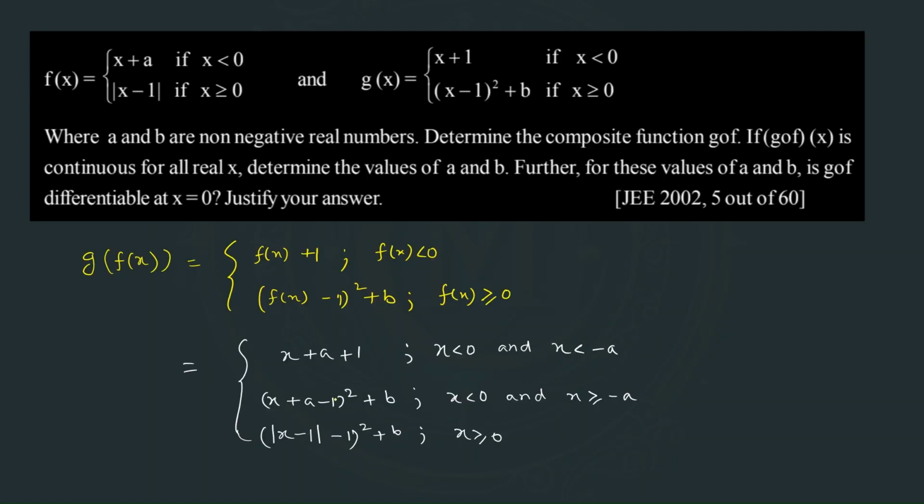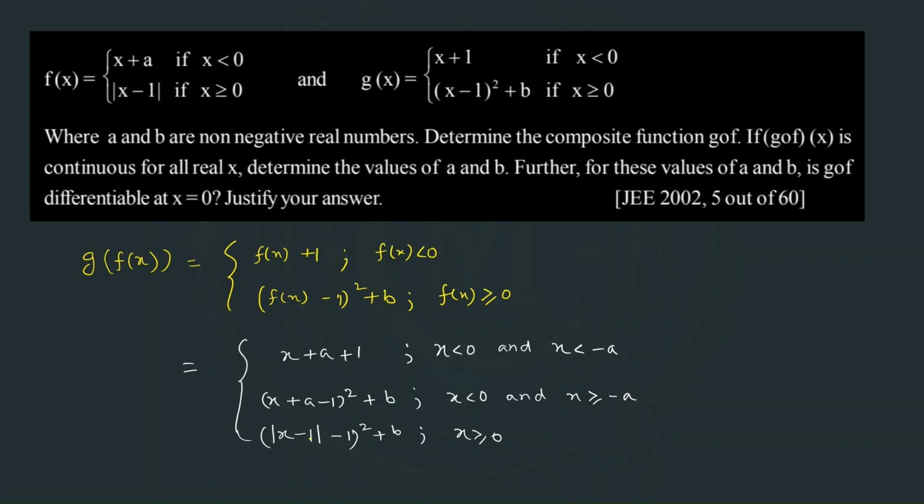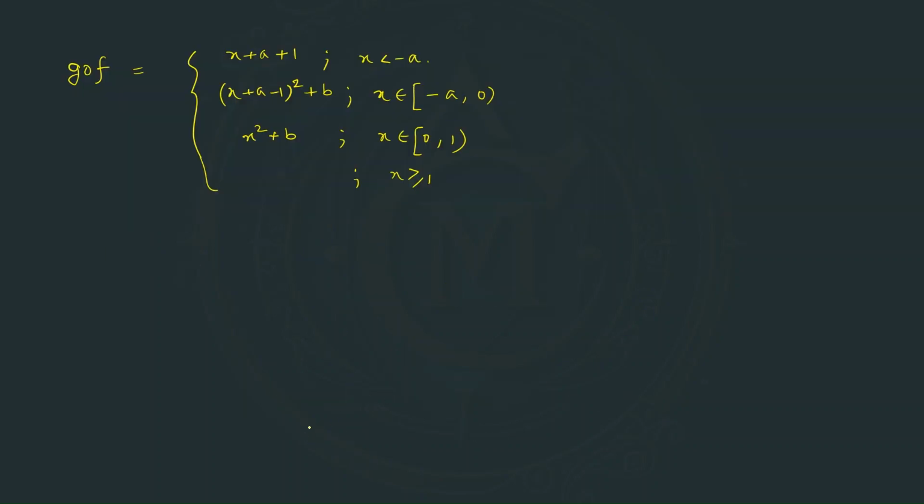Okay. Now here we have to break this. We can see if x is greater than or equal to 0 and less than 1, then this mod will open with the negative sign. Then it will become minus x whole square plus b. So simply we can write x square plus b when x lies between closed 0 to open 1. Then after x equal to 1, so x greater than or equal to 1, the modulus will open with positive sign. So it will be (x minus 2) whole square plus b.